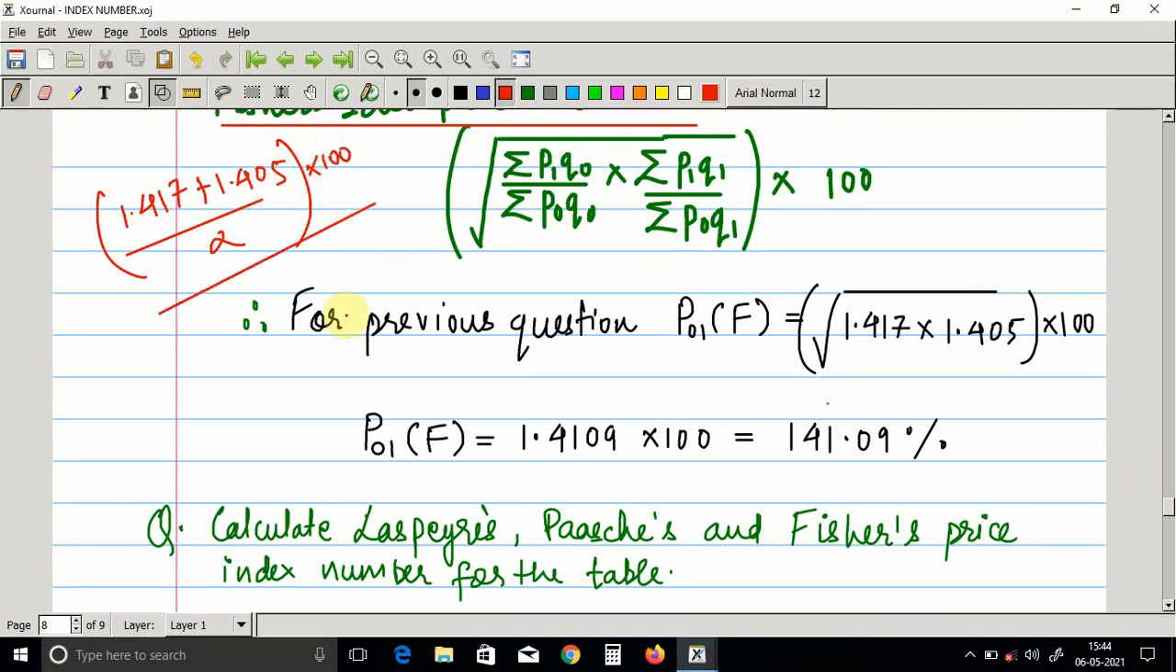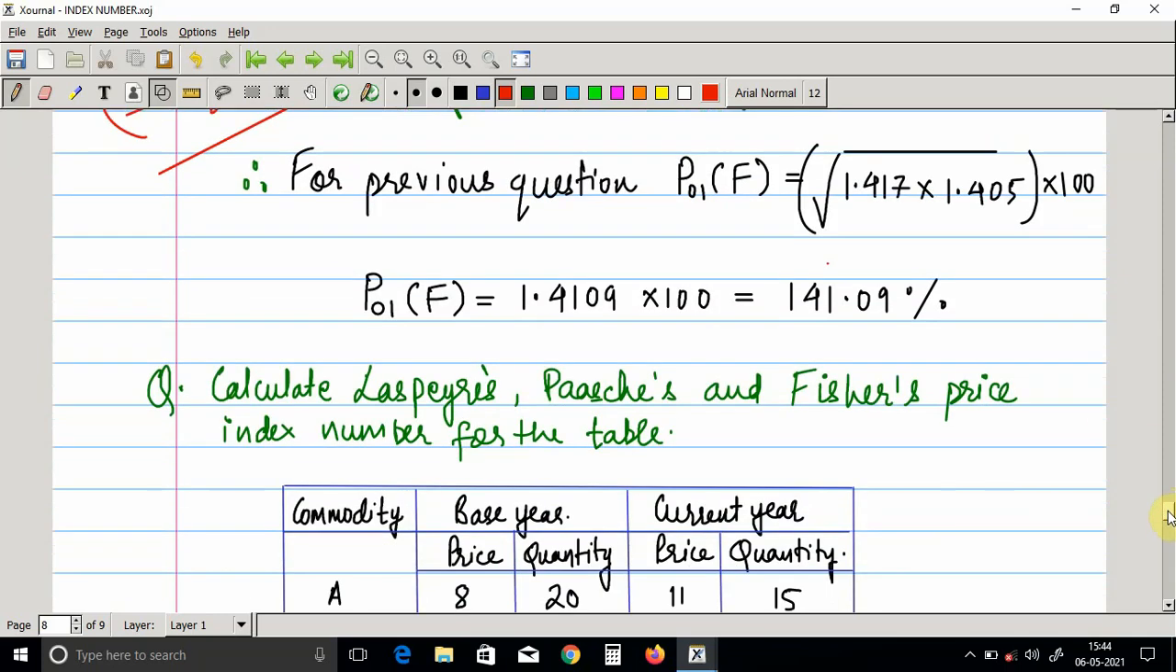You will get one more index number called Dorbish-Bowley price index number. So these two are the averages of Laspeyres and Paasche, so they will be in the middle of it. Okay.